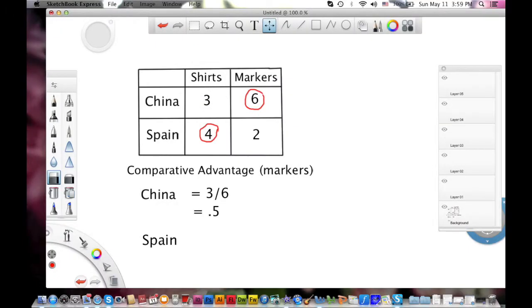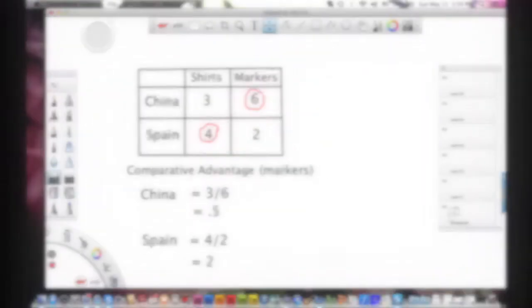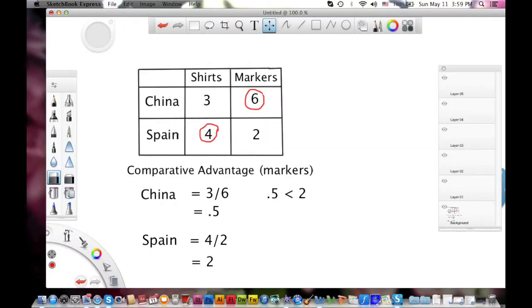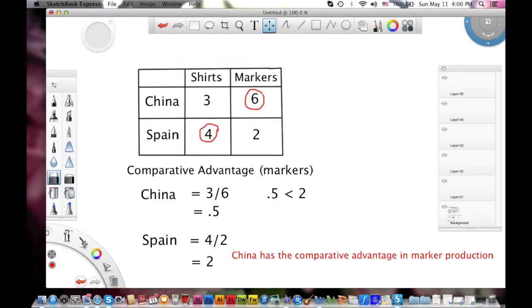To determine the comparative advantage for markers, we would repeat the process using the other goes over trick again. In this case, the quantity of shirts would be the other, so the number for the quantity of shirts would be divided by the number for the quantity of markers. In this case, we find that China has the lower opportunity cost compared to Spain and thus has the comparative advantage in marker production.